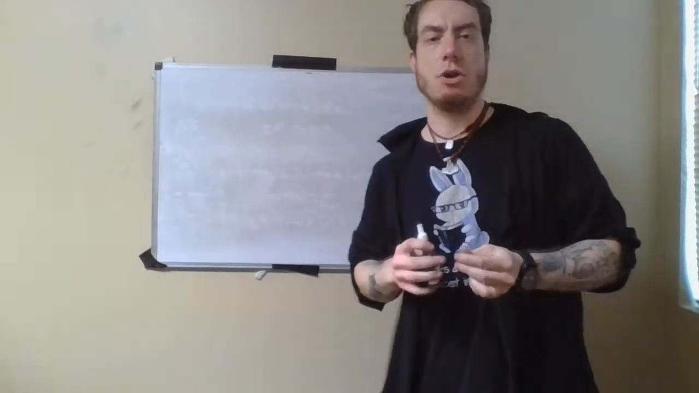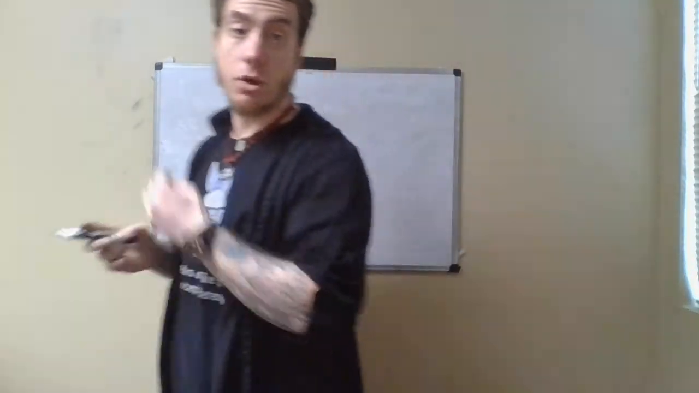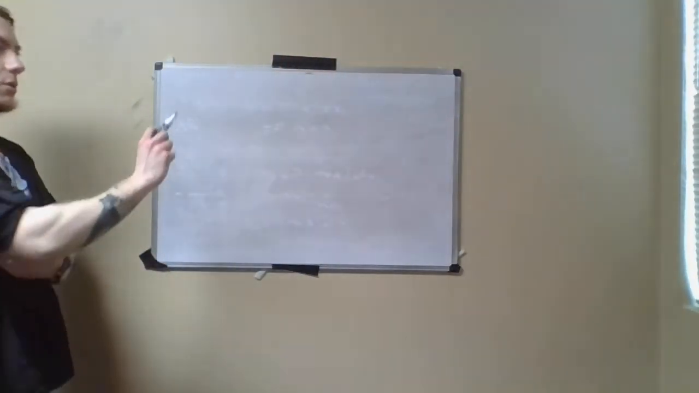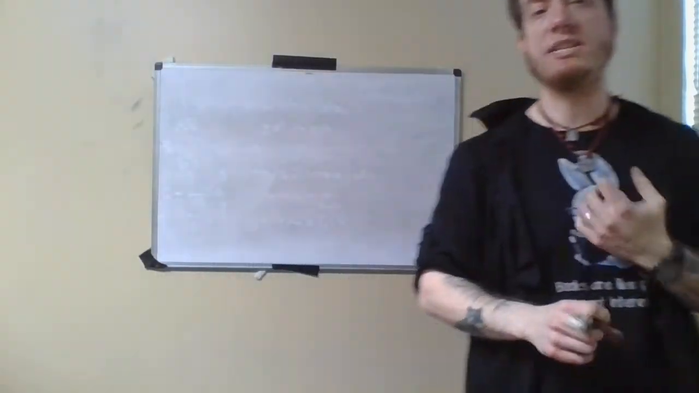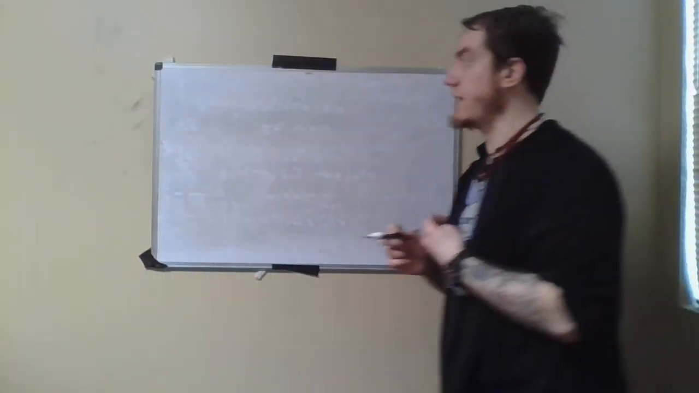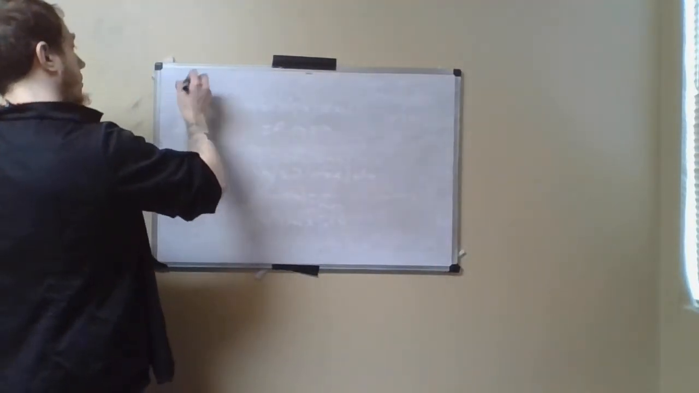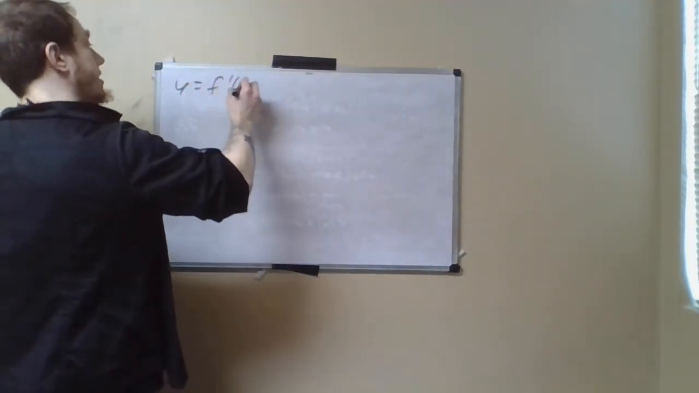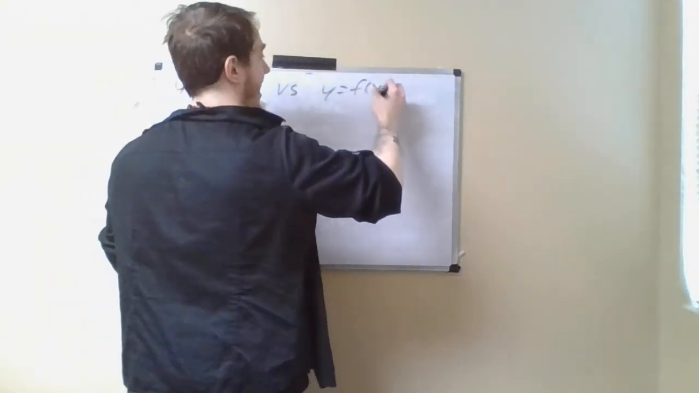So I'd like to continue talking about the derivative as a function. And in particular, what I would like to look at is, when we look at a graph of a function, what can we say about what the derivative should look like? So let's look at graphs of y equals f prime of x versus y equals f of x.